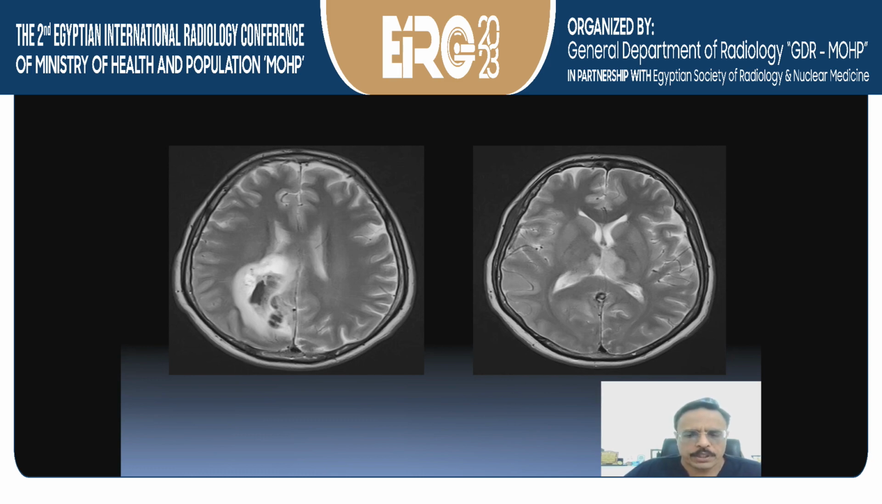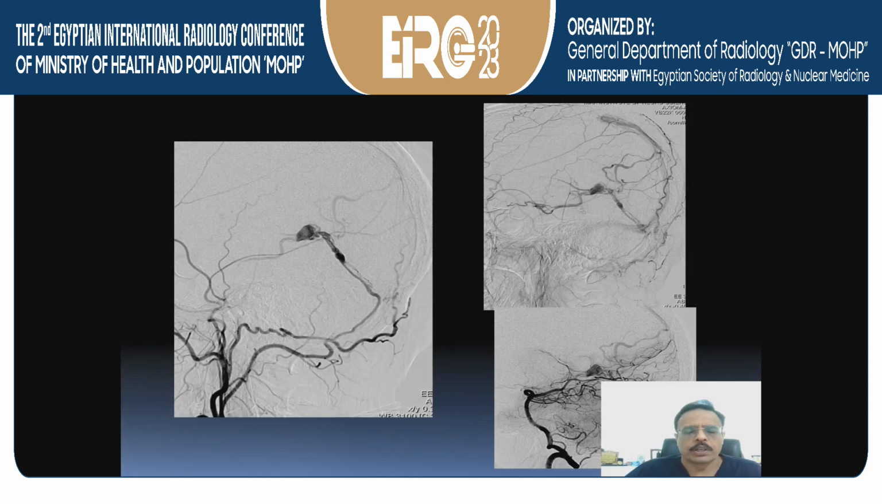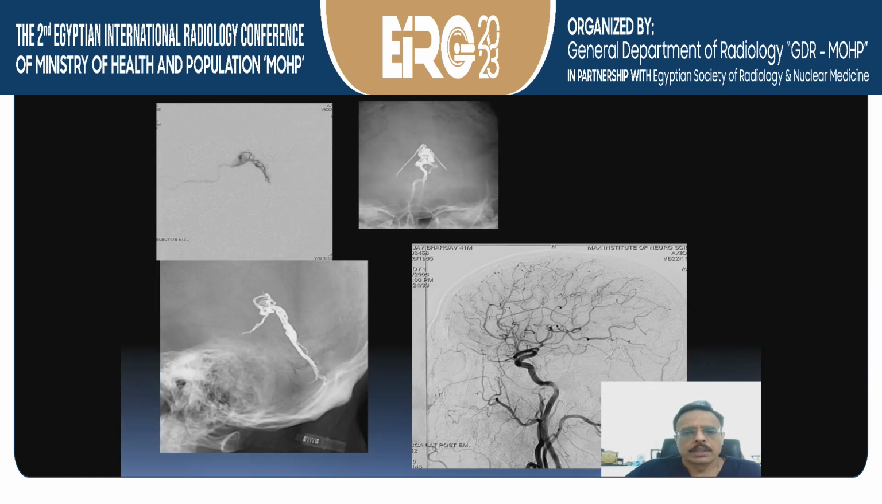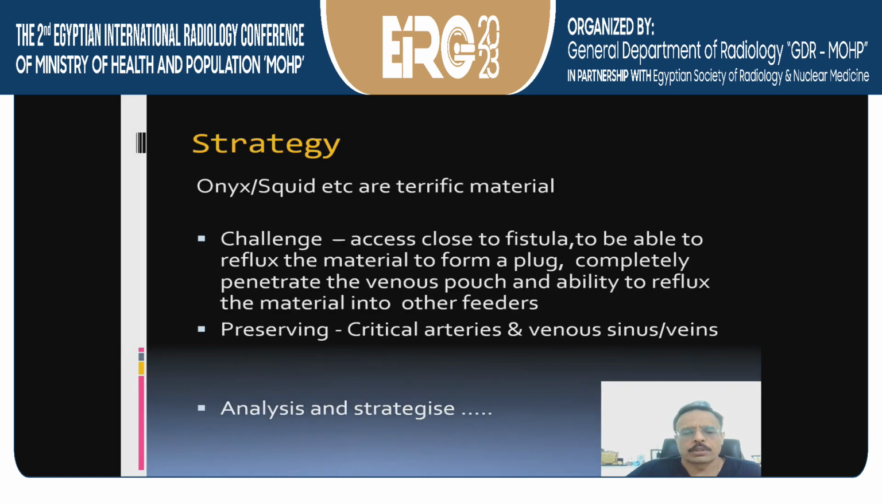So this was the first case of Onyx which I had done around 15 years back, with hemorrhage. And then this was the dural AVF. We can see it's a deep-seated dural AVF near the vein of Galen area with a lot of cortical venous reflux. Then we could achieve selective microcatheterization, and this is the Onyx injection. This was the first Onyx injection done in North India at that time, with beautiful outcomes.